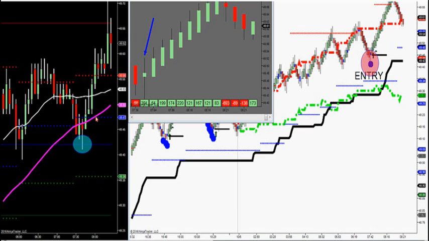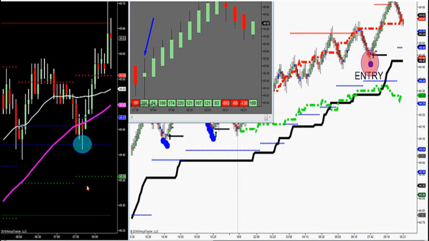Consequently, we do have the same levels, high value in the dots, low value in the dots, low value being green, high value being red. So anything you see in high value on the black chart is high value area. Anything in red, anything in green is low value area.